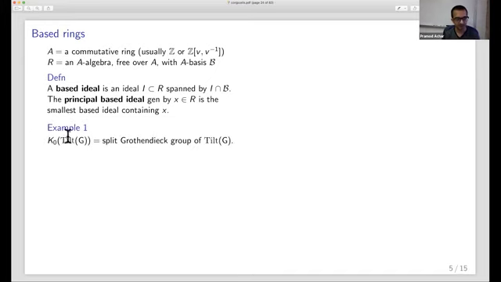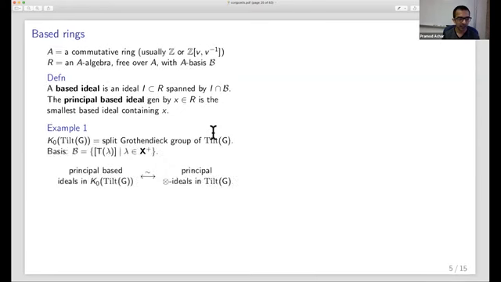And here are some examples. So if I take the tensor category of tilting modules, and I take its split Grothendieck group, well, this is a ring because, of course, this is a tensor category. And it's a free abelian group with a basis given by the classes of the indecomposables. And so something that you can see basically immediately from the definition is that a principal based ideal with respect to the specified basis is exactly the same concept as a principal tensor ideal. So this categorical notion is the same as this easy ring theory notion.